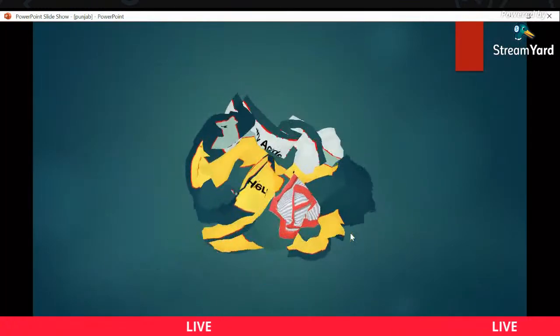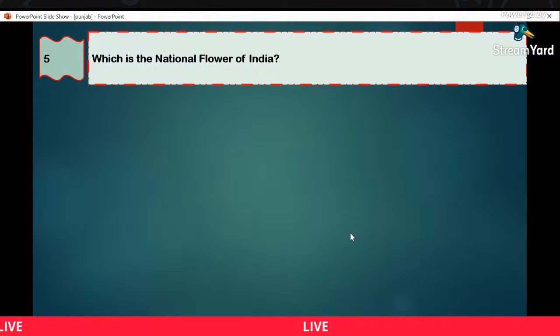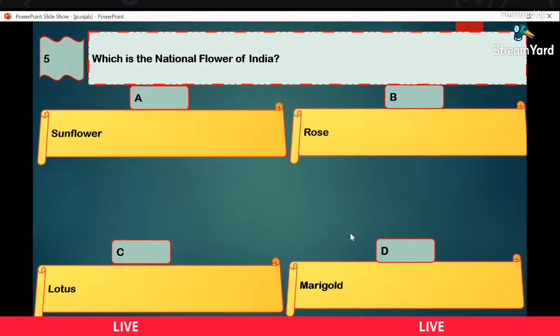Next question, question number 5. Which is the national flower of India? A. Sunflower, rose, lotus, marigold. Question number 5. This question is based on GK. So, we will also complete these questions.